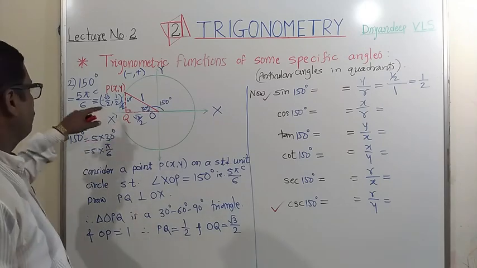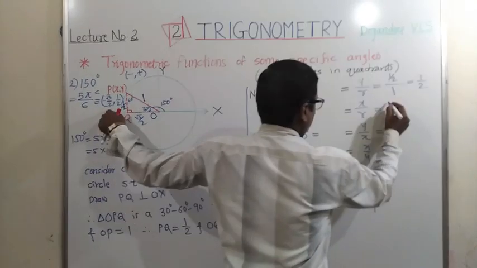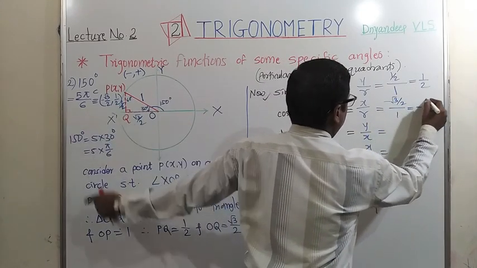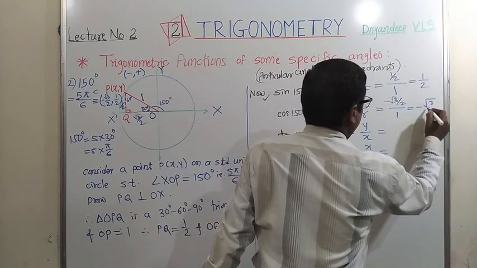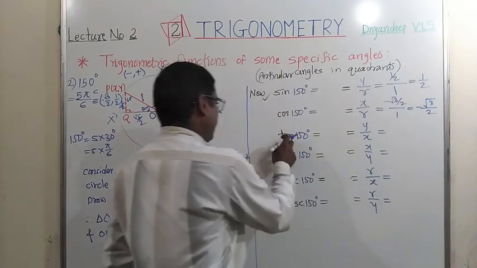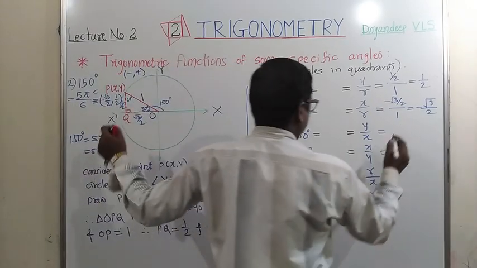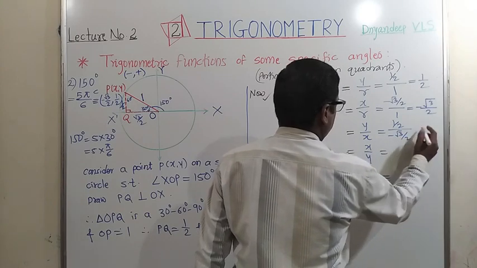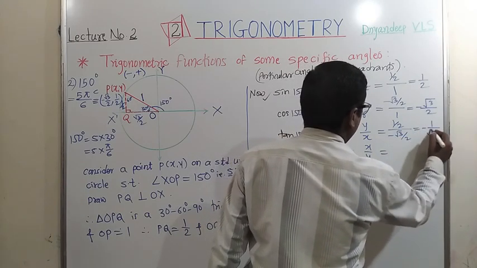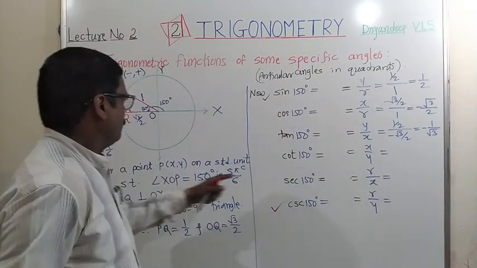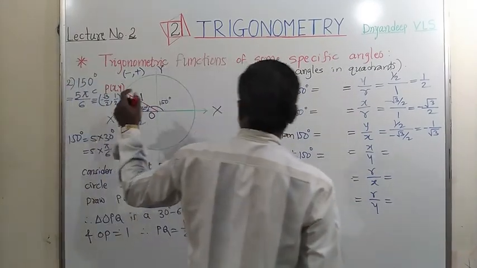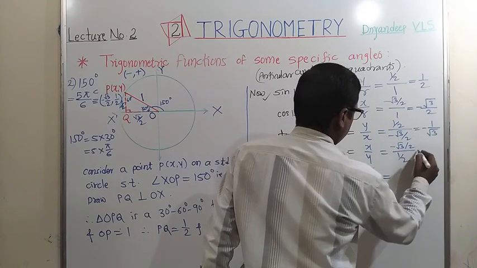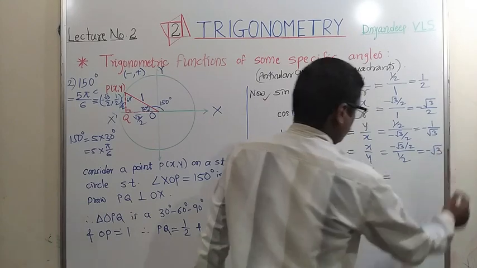Cos 150, it is x upon r. X is minus root 3 upon 2, and r is 1. So answer is minus root 3 upon 2. Tan 150 is y upon x. Y is half, x is minus root 3 upon 2. 2 gets cancelled, we get minus 1 upon root 3. Cot 150, that is x upon y. X is minus root 3 by 2, y is half, so it is equal to minus root 3.